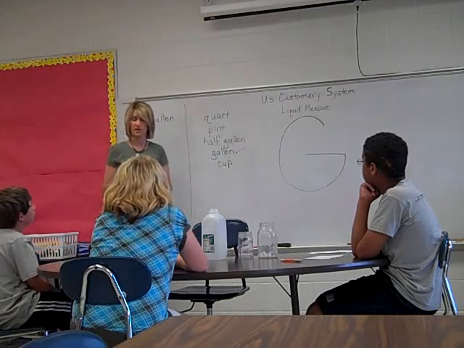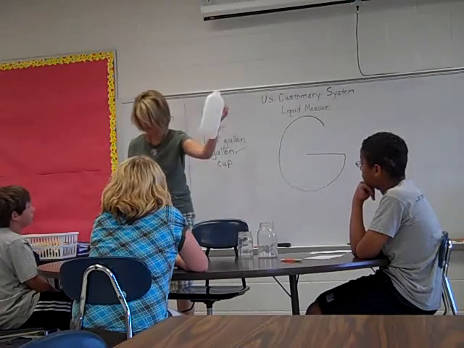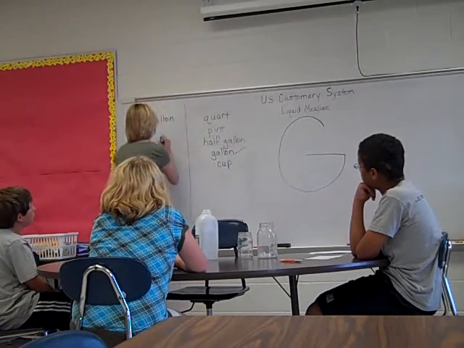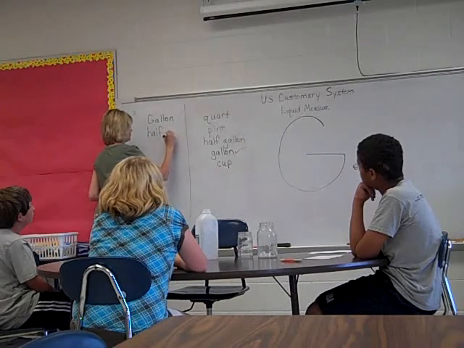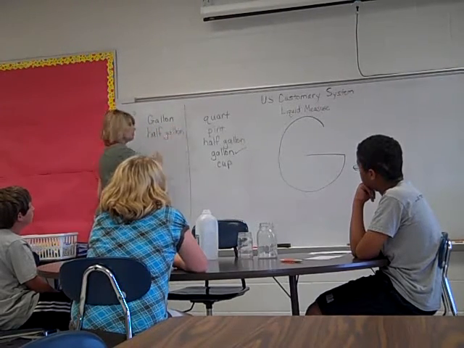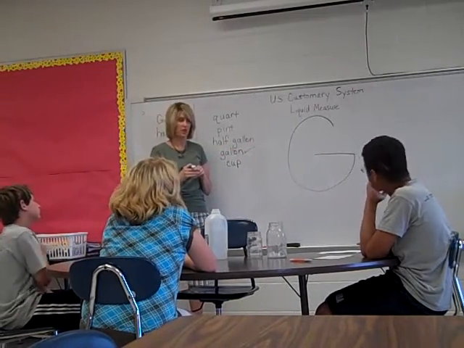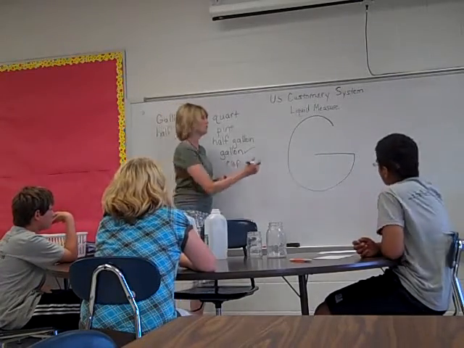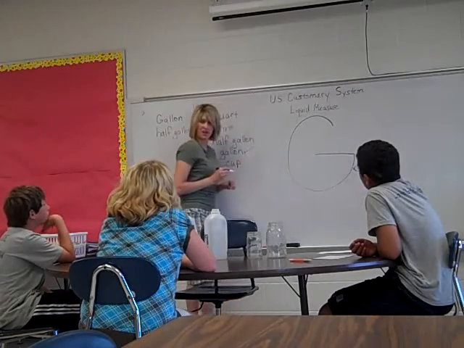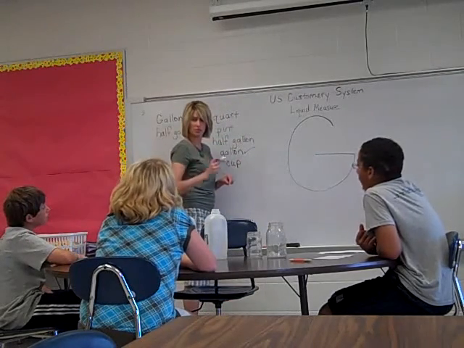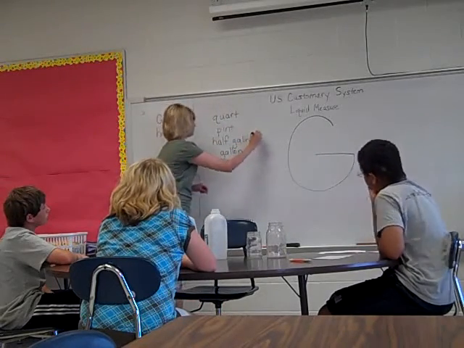What's the next largest item? Dalton? The half gallon. Tell me one way to divide this big G in half. How could you do that? You can take the line straight across. Yep, good, that'd be half. Could you divide it another way, Dakota? Up and down. Okay. So we have our half gallon.